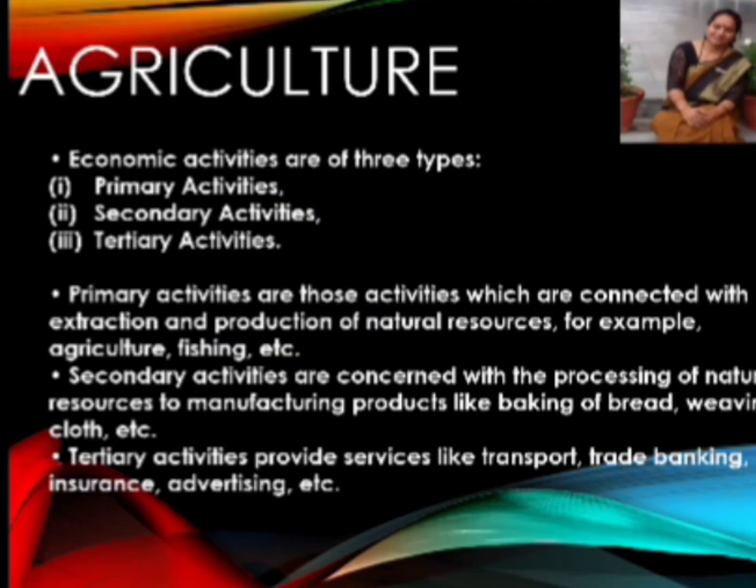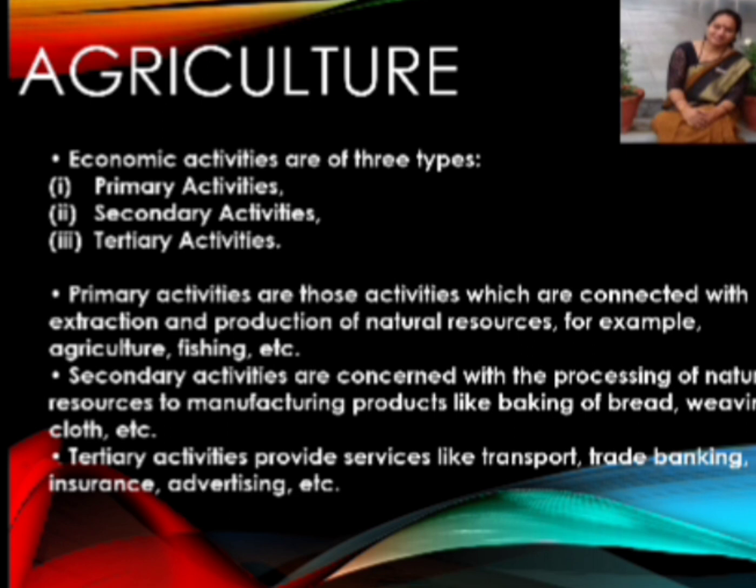India is an agricultural country. The transformation from a plant to a finished product involves three types of economic activities. These activities are primary activities, secondary activities, and tertiary activities. So let's discuss the primary activity first.